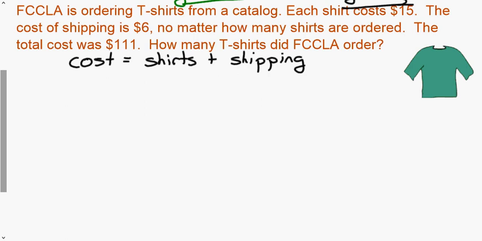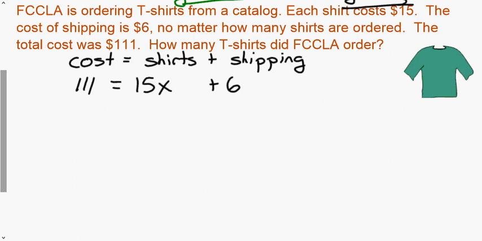And then we can plug in information we know. We know the total cost was $111. And we know shipping was $6. Now it says each shirt costs 15. How can I represent the number of shirts? This is where you're going to pick a variable. If you want to be boring, you can just pick X. If you want to pick something else, pick whatever else you want. I'm going to be boring and use X. Now I have an equation.